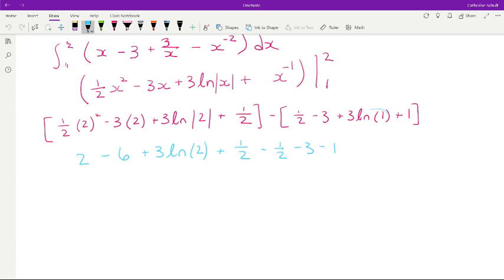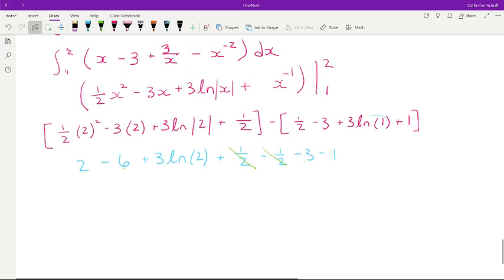Okay, so what happens? 1/2 minus 1/2 cancels. And then we have 2 minus 6 is negative 4. Minus 3 is negative 7. Minus 1 is negative 8. And then plus 3 natural log of 2. I'm going to pause because I think there's a mistake somewhere. So let me see if I can find it. So what happened? Plus 1 over x. Okay, so 1/2 2 squared minus 3 plus 1/2 minus 1/2.